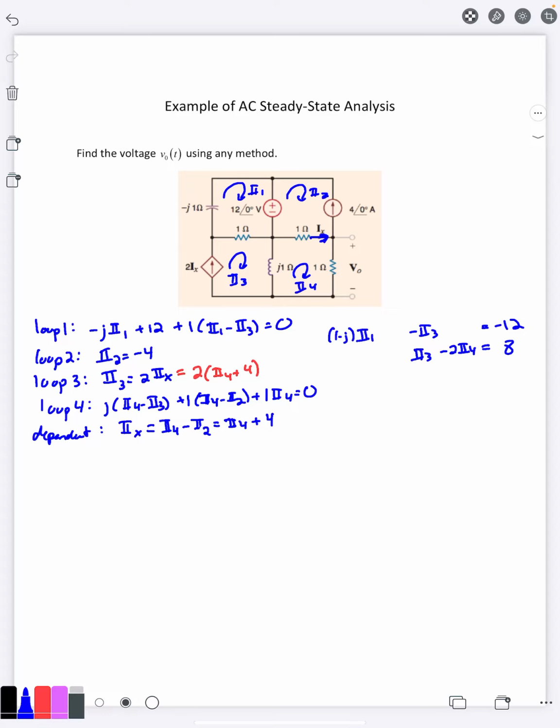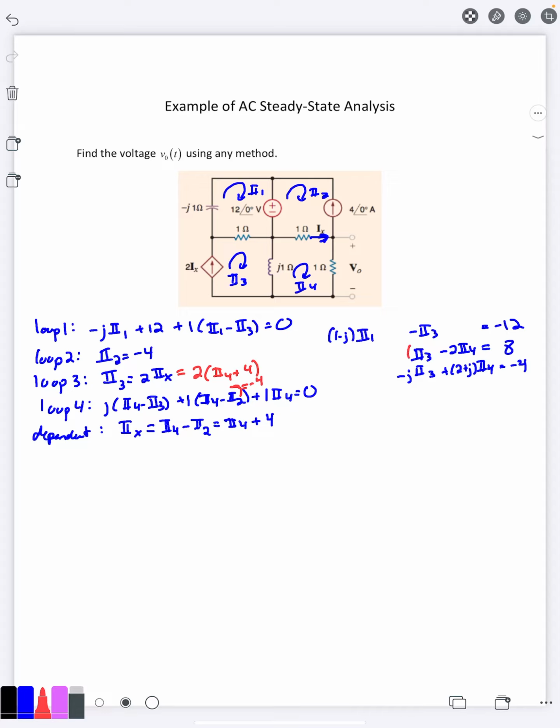And then the third one here, let's see, what am I going to have? I can use my I2 is negative 4 right here. And then I have a total of a negative j I3. And then j I4, 1 I4, 1 I4 is going to be 2 plus j I4. And then looks like I have 1 times negative I2 is going to be positive 4, move to the other side, and it'll be negative 4. So that looks like the two equations I have there. So why don't I use those last two equations and I can solve.